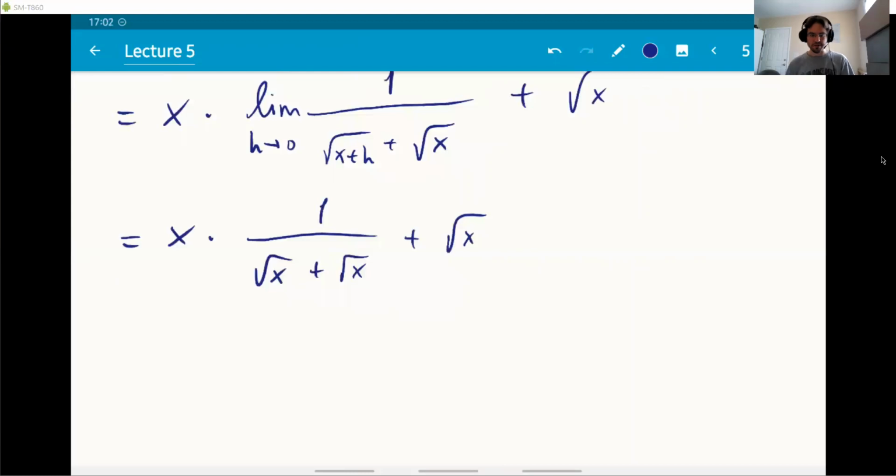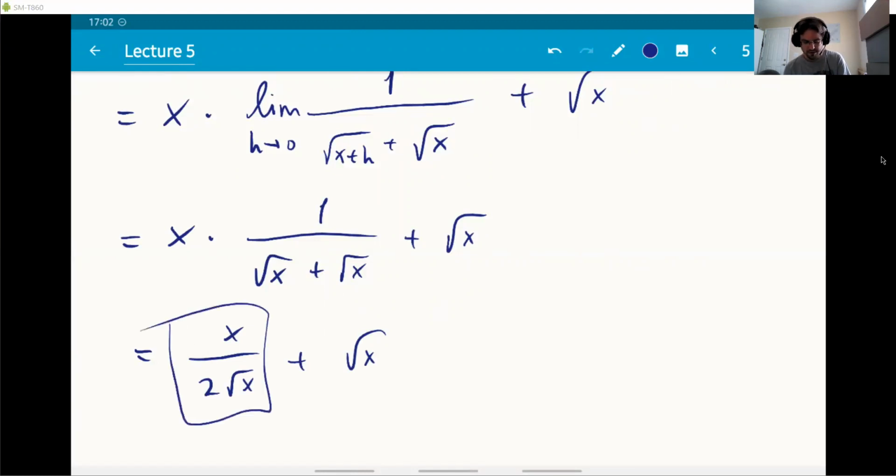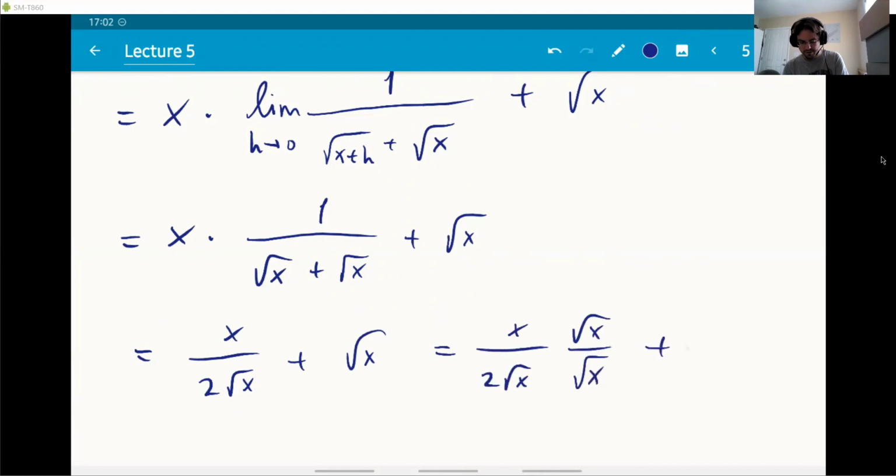Something like this that you can now simplify. You have x divided by 2 root x plus root x. This is an acceptable answer, but there is a simplification that we can do here by rationalizing the first term. If you multiply and divide it by root x to get rid of the square root in the denominator, like this.